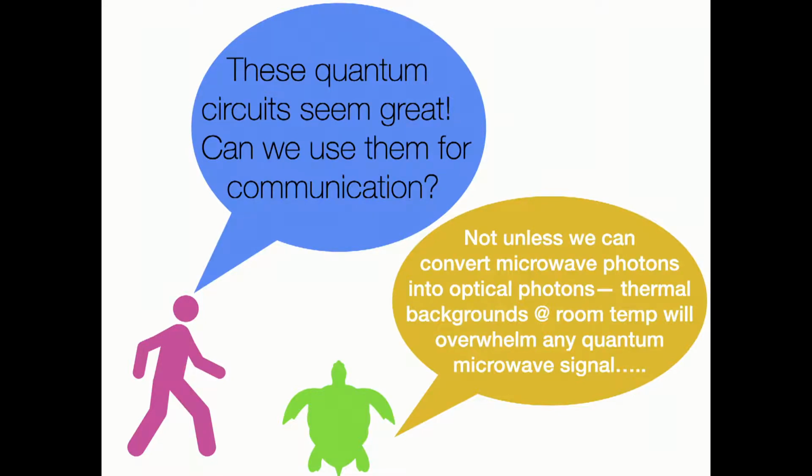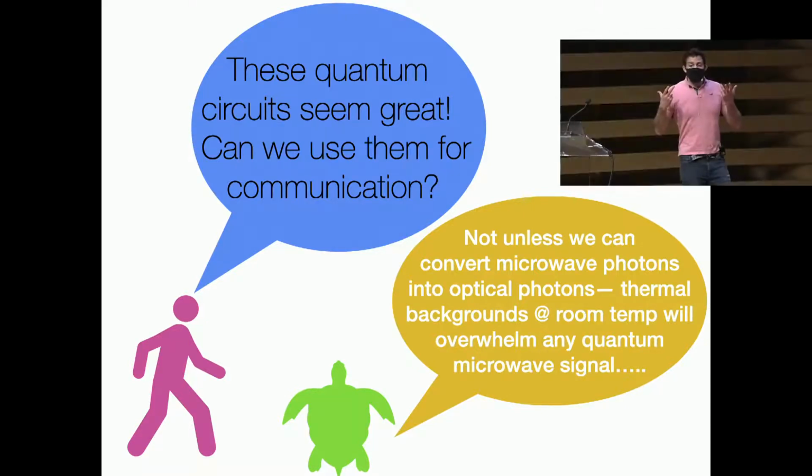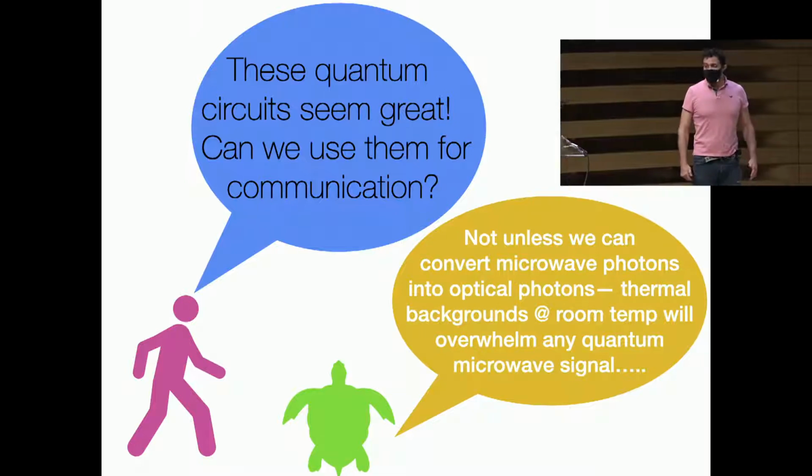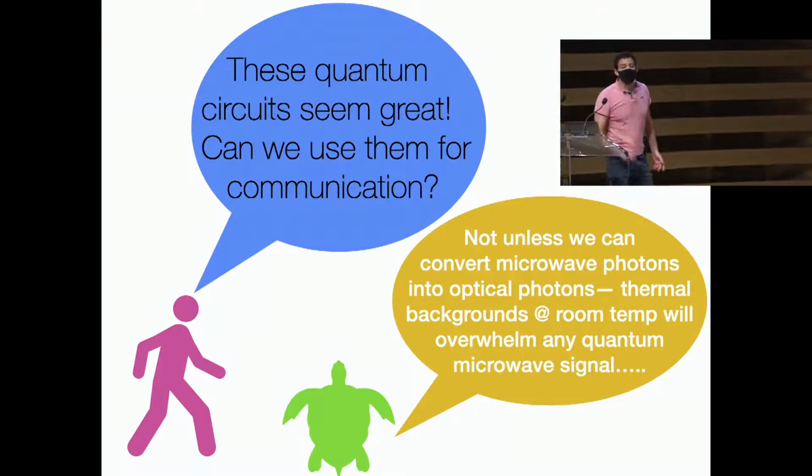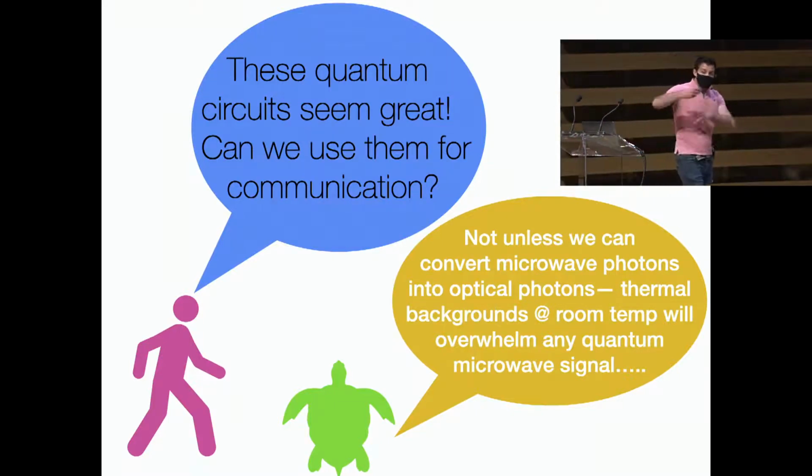So I've told you a lot about quantum circuits, and so you might ask, are they a good tool for quantum communication? And the answer is, microwave photons are terrible for quantum communication because at room temperature, there are thousands, if not tens of thousands, of black body photons at 10 gigahertz, right? So we would need some way to coherently convert these microwave photons into optical photons and back.